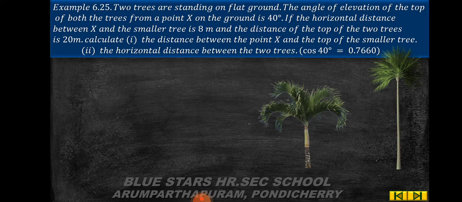Next one is example 6.25. Two trees are standing on a flat ground. The angle of elevation of the top of both the trees from a point X on the ground is 40 degree. If the horizontal distance between X and the smaller tree is 8 meter and the distance of the top of two trees is 20 meter, calculate: first subdivision, the distance between the point X and the top of the smaller tree; second subdivision, the horizontal distance between the two trees. And cos 40 degree is equal to 0.7660.